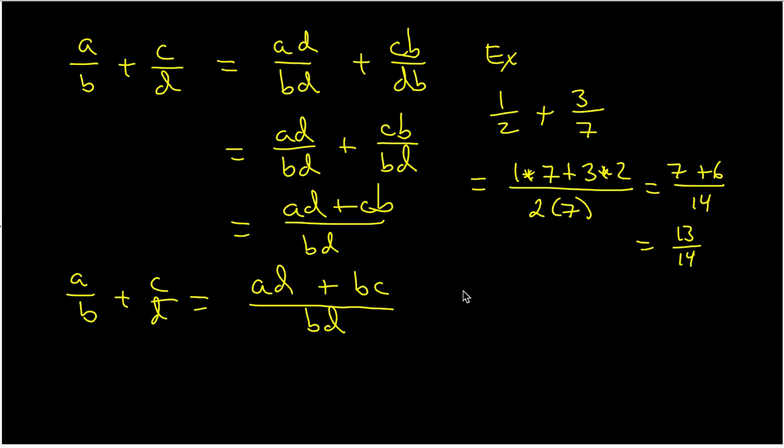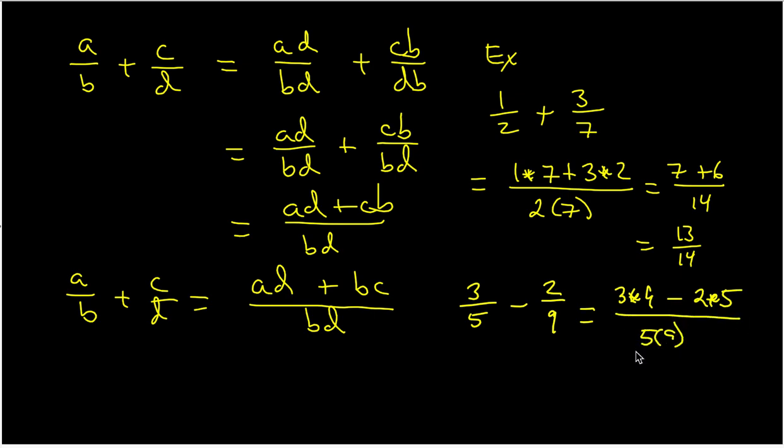If I wanted to look at something like 3/5 minus 2/9, subtraction is done the same way. This is going to be 3 times 9 minus 2 times 5 over 5 times 9. So we're going to get 27 minus 10 over 5 times 9, which is 45. And so our final answer would be 17 over 45.